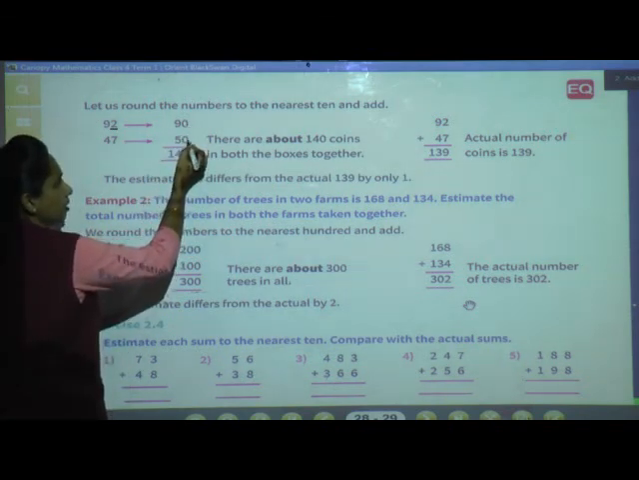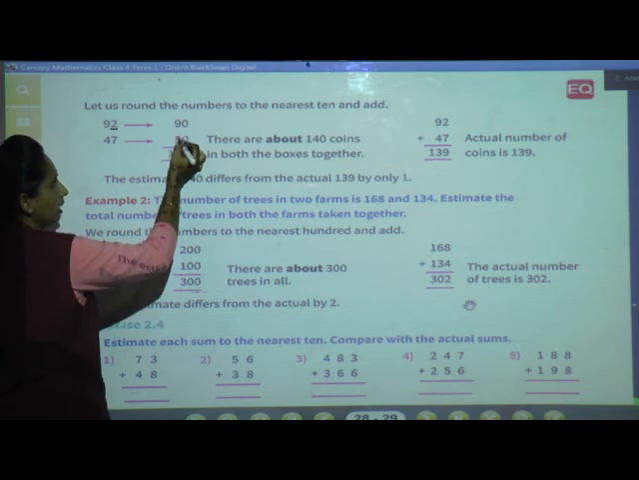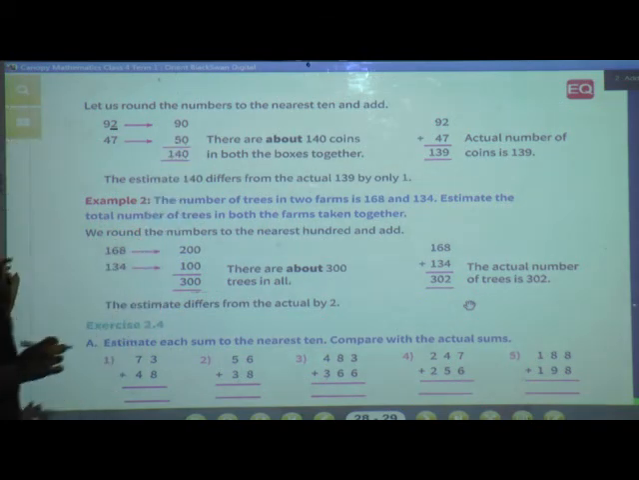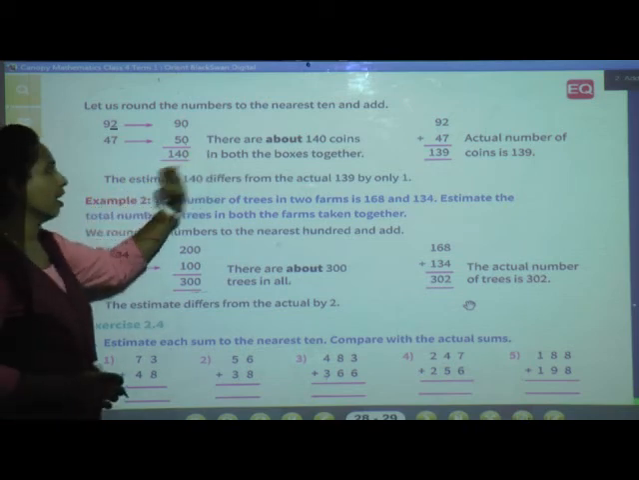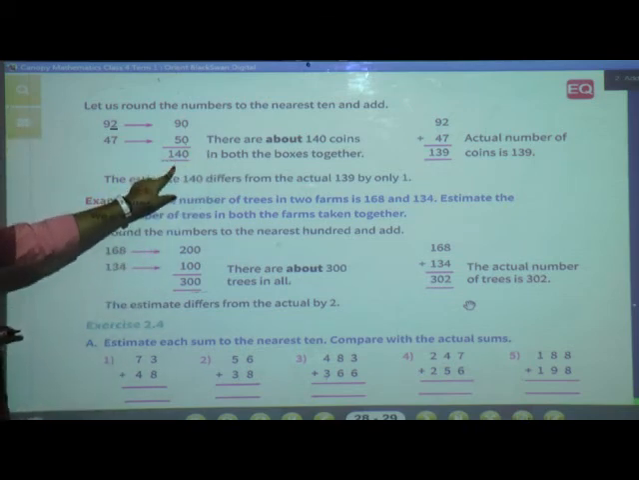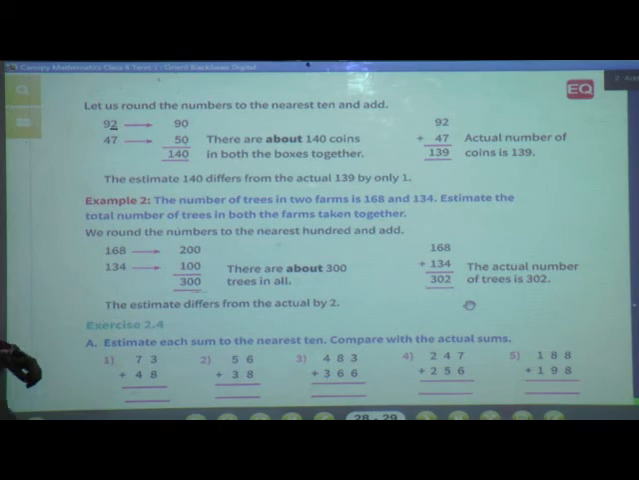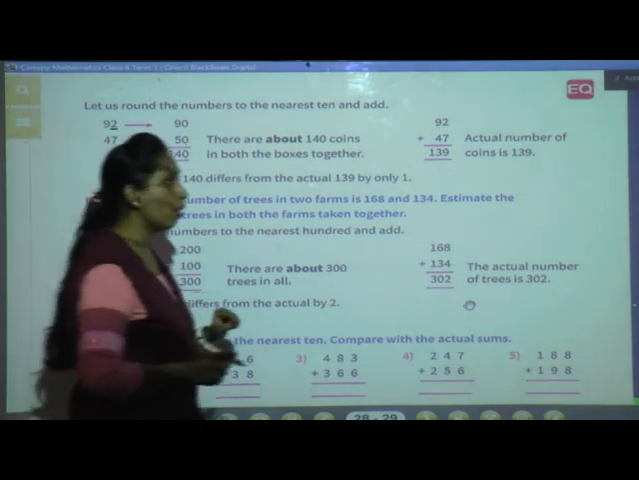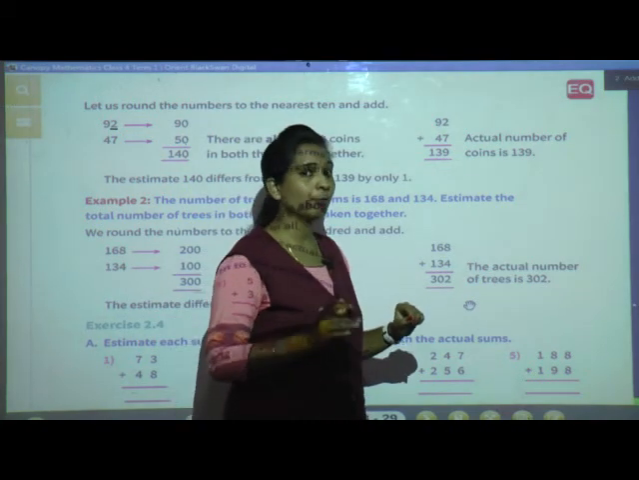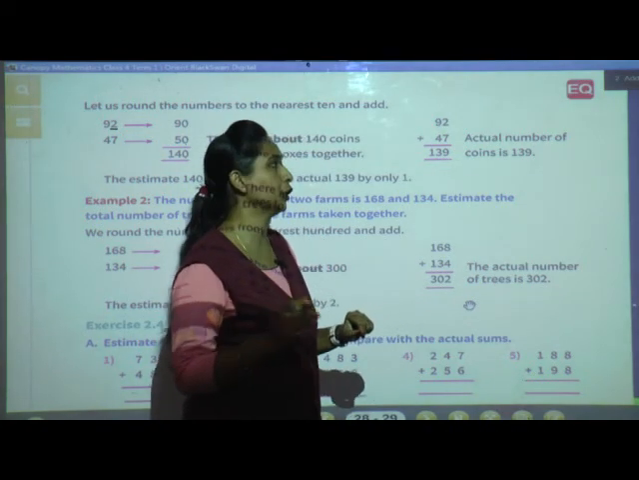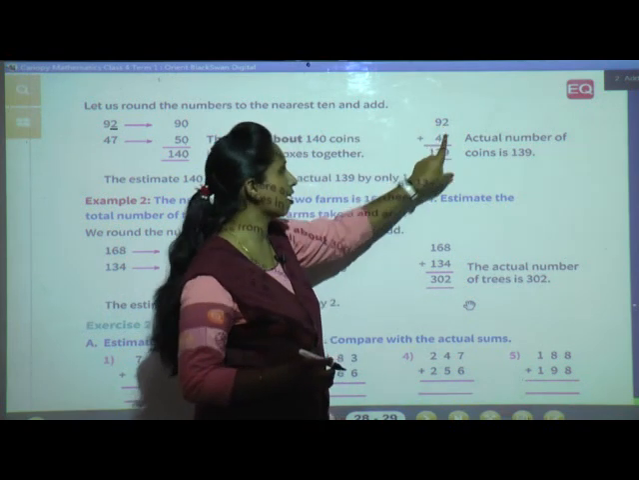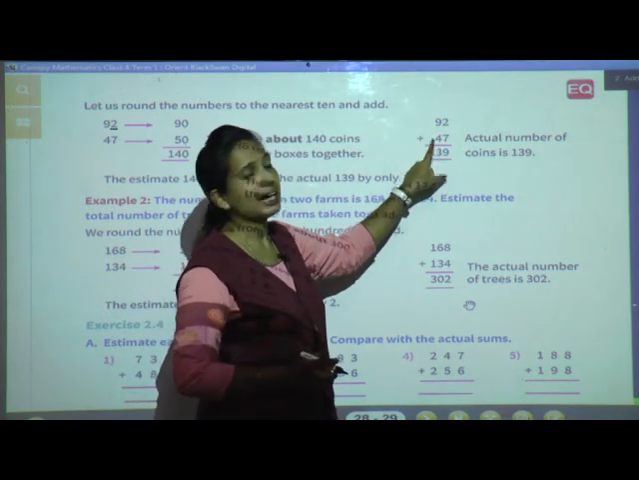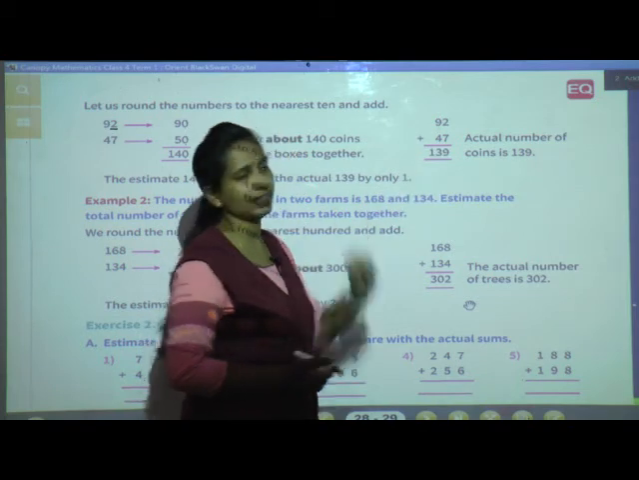Now see. 0 plus 0 is 0, 9 plus 5 is 14, so 140. So how many coins are there together in both the boxes? There are about 140 in both the boxes together. This is the estimated sum. But what about the actual sum? How many coins are there in actual? In box A, actual 92 coins are there, and in box B, actual 47 coins are there.